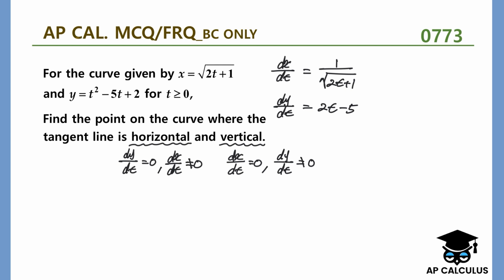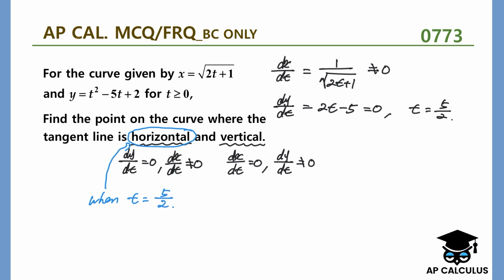When we look at dx over dt, this expression is not equal to 0 for all t. In order for this expression to equal 0, the numerator must be equal to 0, but the numerator is always 1. So this expression is never 0. Does that make sense? dy over dt is equal to 0 when t equals 5 over 2. So we do have a horizontal tangent line when t equals 5 over 2. Does that make sense?